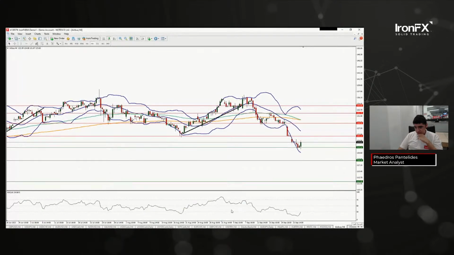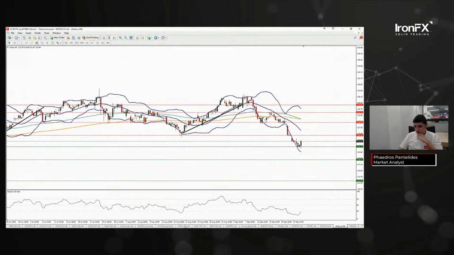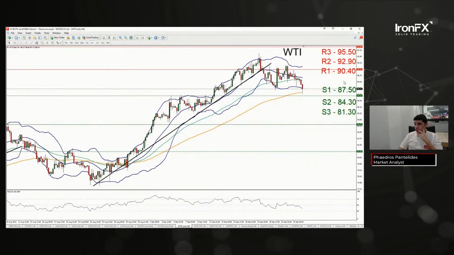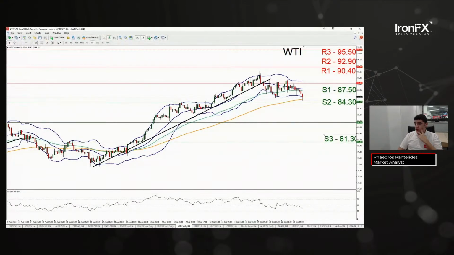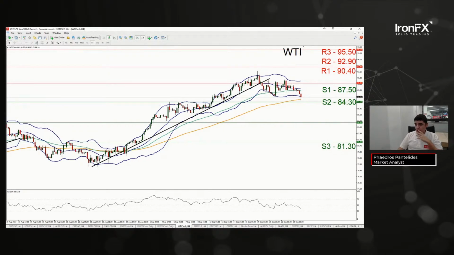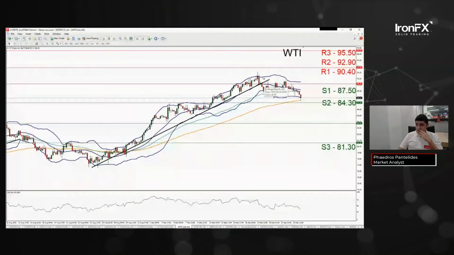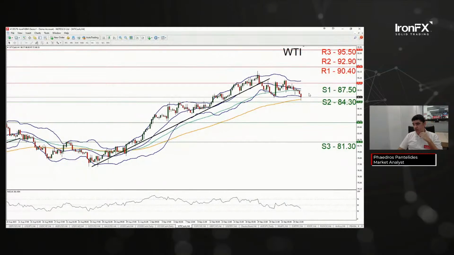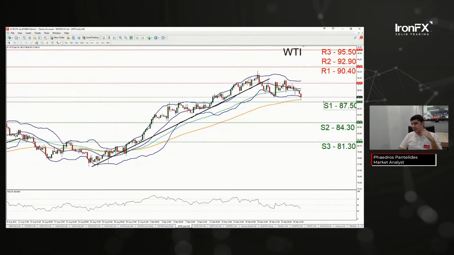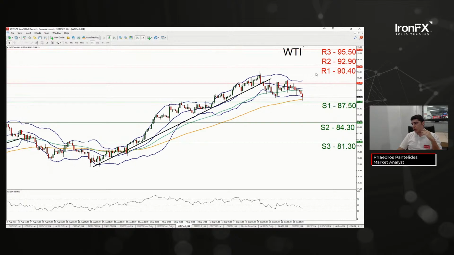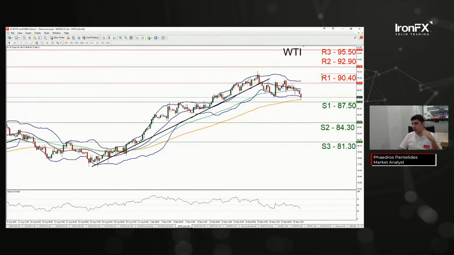Let's look at oil. WTI cash, 4 hour. So oil, as you can see, after the upwards trajectory, it broke below our upwards moving trend line and is now moving in a slightly sideways fashion, if not a bearish outlook. It has yet to break below S1. Therefore, we're maintaining a slightly neutral outlook for the commodity at this point in time.